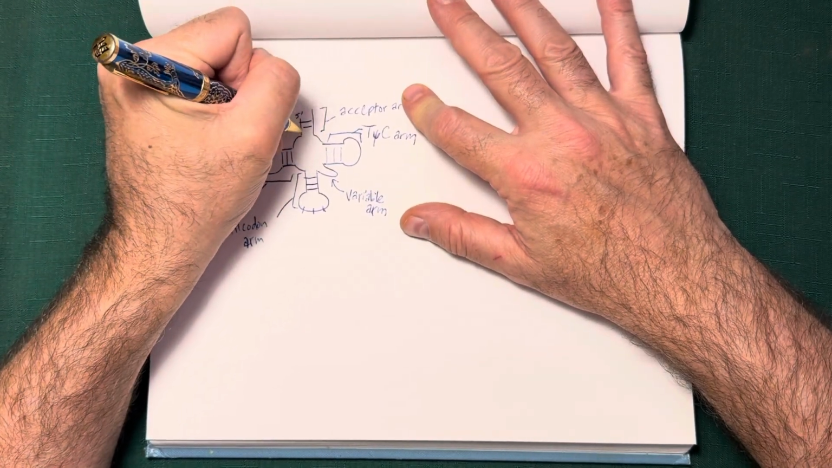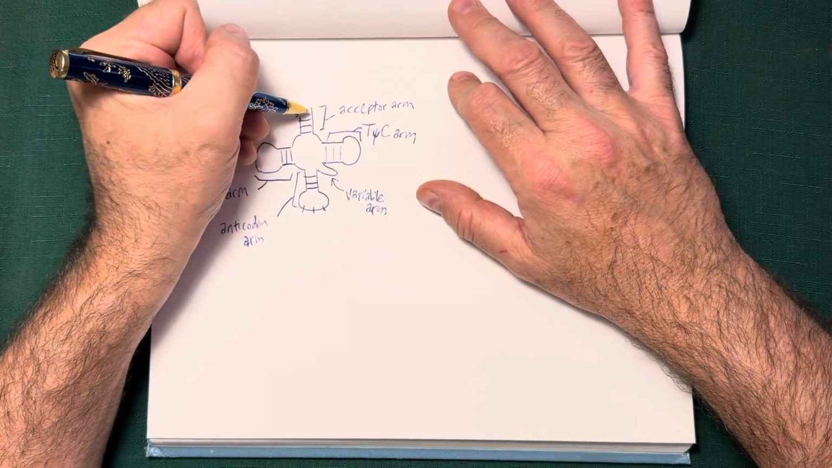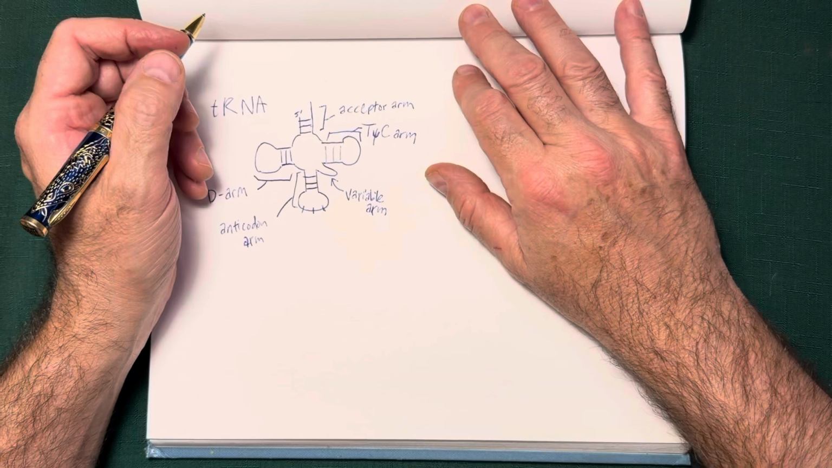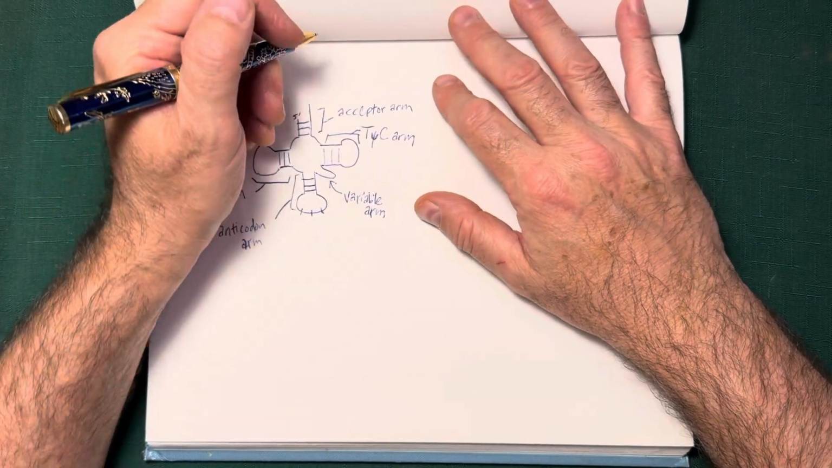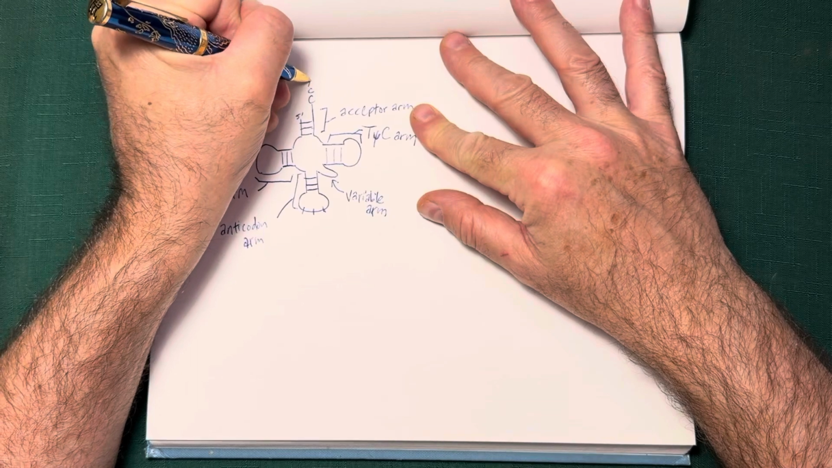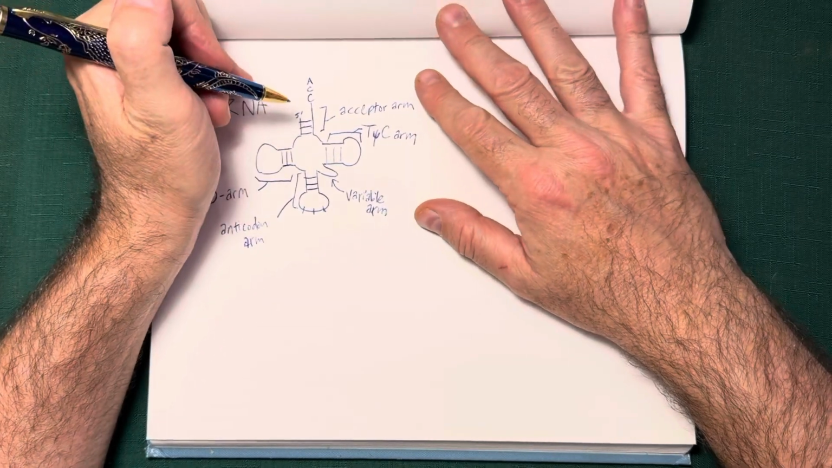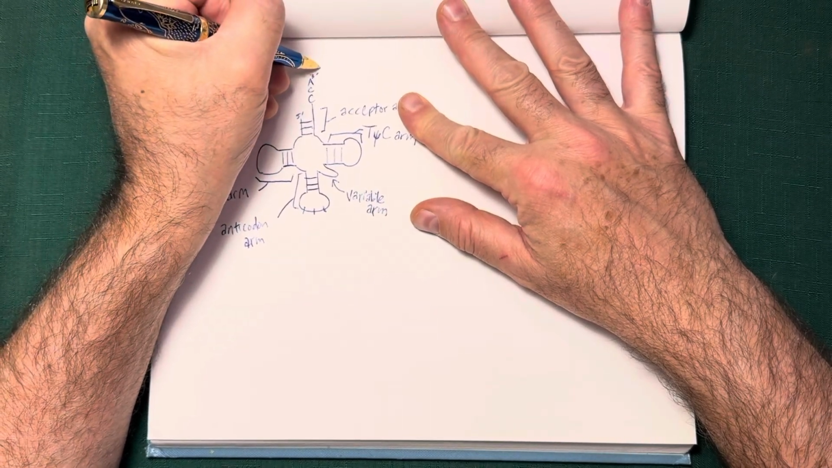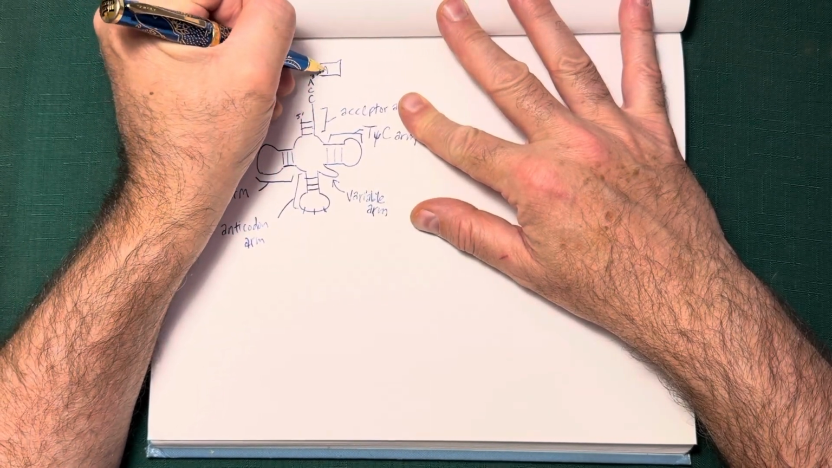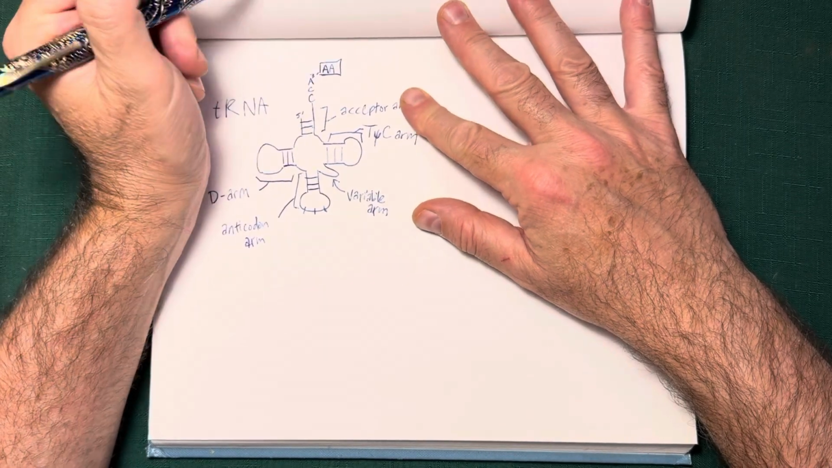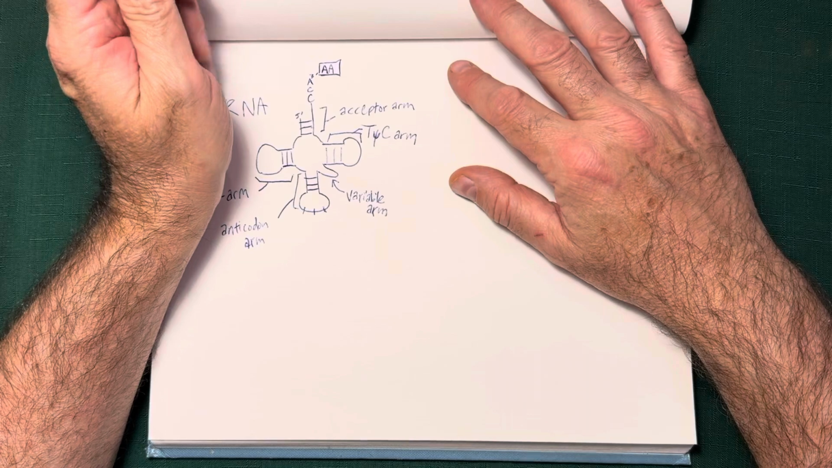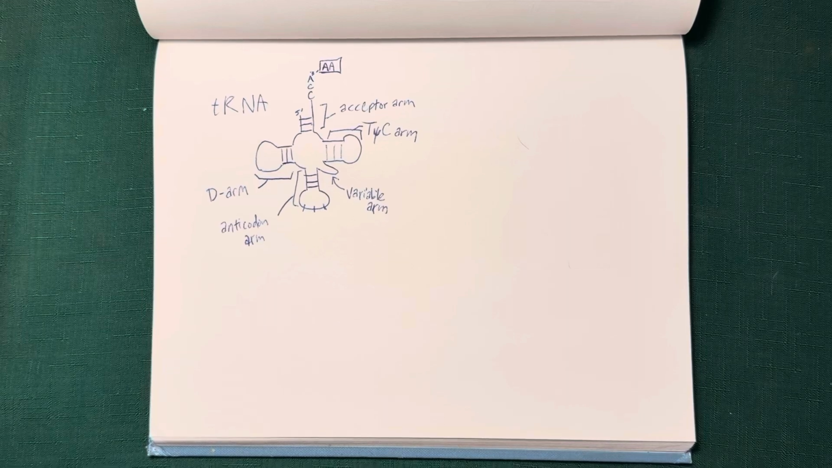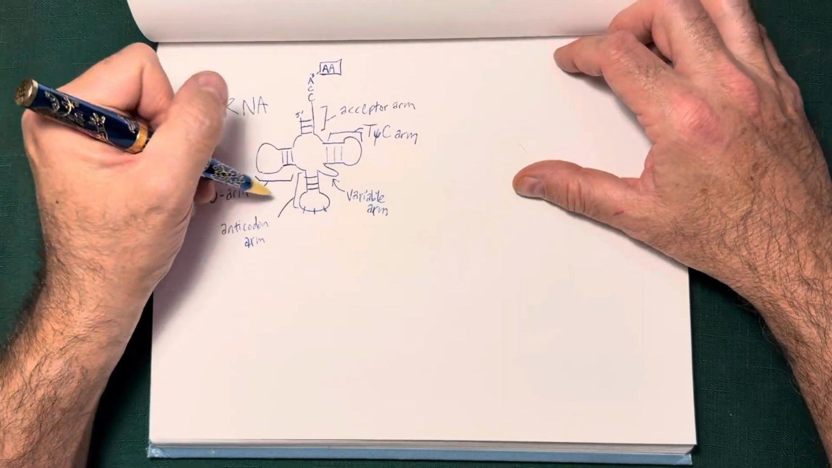And should note that this acceptor arm, where the amino acid is charged onto the transfer RNA, is always going to end in the sequence CCA. These are ribose nucleotides, of course. And it's at that 3' end that the proper amino acid is going to be added by aminoacyl-tRNA synthetase, the proper aminoacyl-tRNA synthetase that recognizes the anticodon.